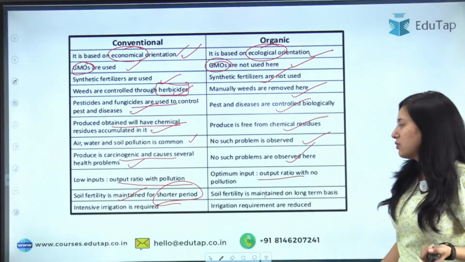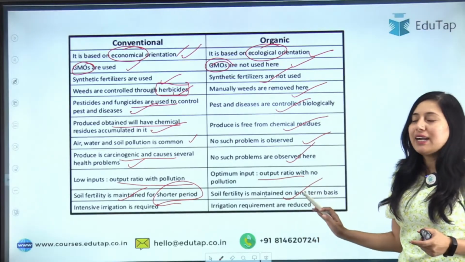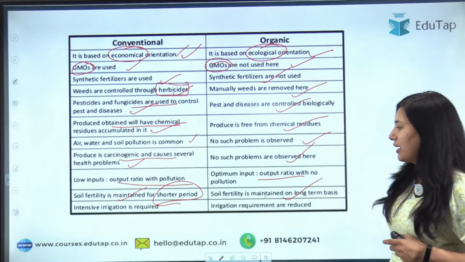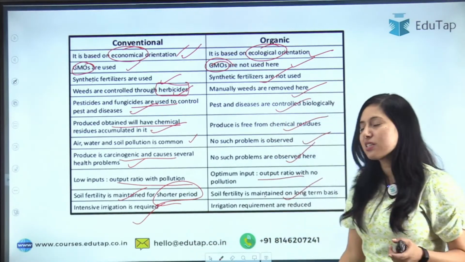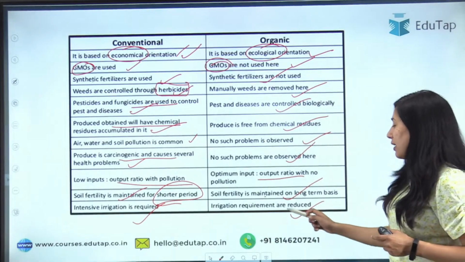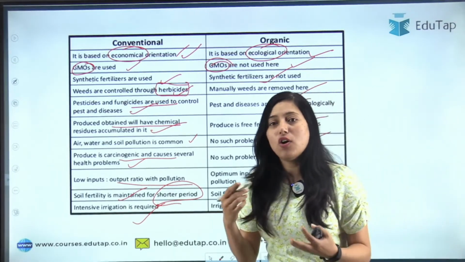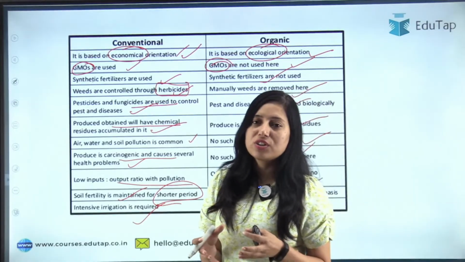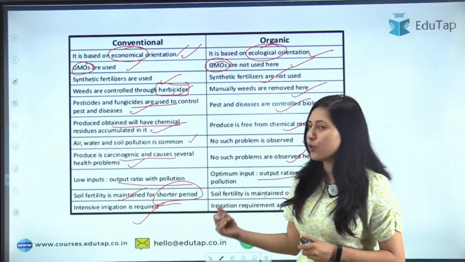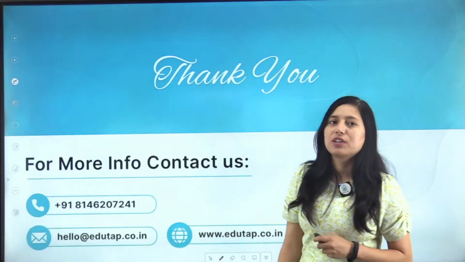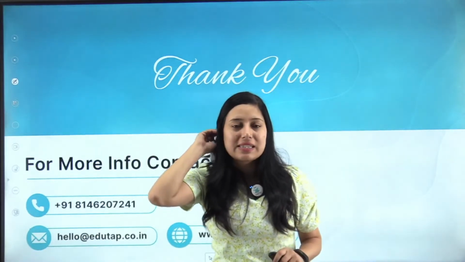But for a long duration, what do we need to do? We need to add manure, and that is added in organic farming. Conventional farming requires intensive irrigation. Here the irrigation requirement is reduced, because we are adding organic matter that can hold soil moisture, and therefore the irrigation requirement is less. Chalo. So that was all for this lecture.